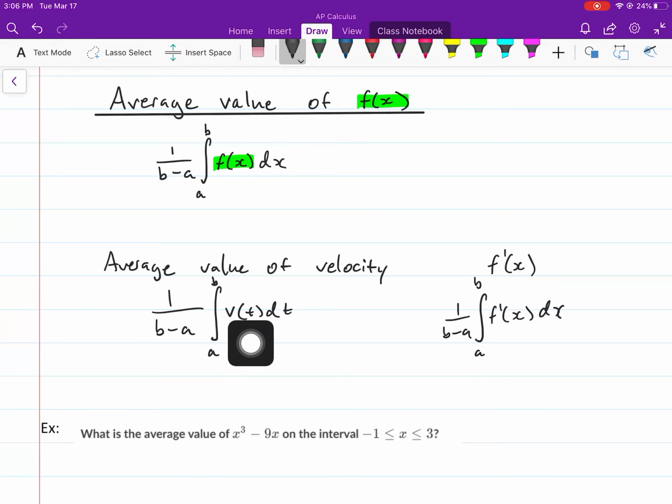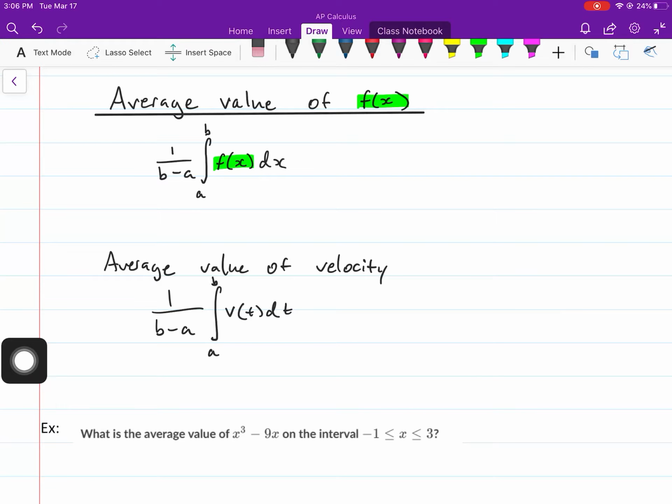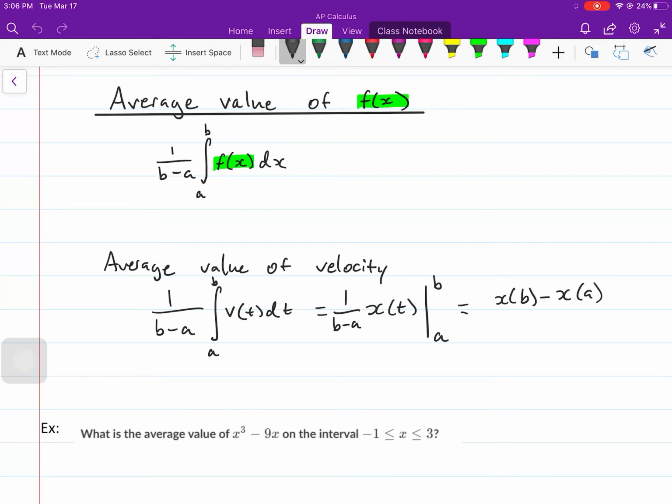And if you think about it, what's the antiderivative of velocity? Well, that would be position. So we would say that would be x of t, the antiderivative of velocity, from a to b. And of course, we're dividing it by b minus a, the length of the interval, which would be x of b minus x of a, divided by the length of the interval, which was b minus a.